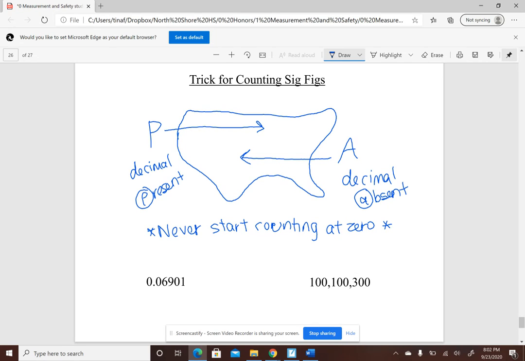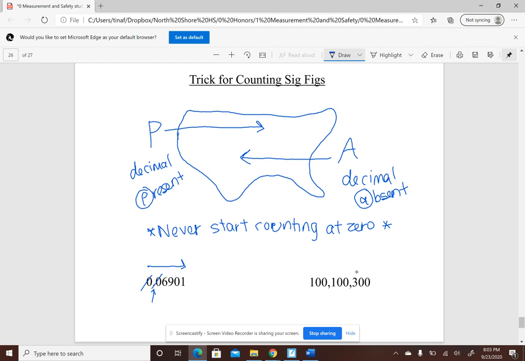So you're either counting forwards or backwards, and you can never start counting at a 0. So let's look at the first example. Is the decimal present or absent in that number? I see that the decimal is present. There's a decimal right there. So that means that I need to count the numbers left to right. But I can't start counting at 0, so I can't count that. I can't count that. Now I got to a 6. 6 is not 0, so I can start counting at the 6.